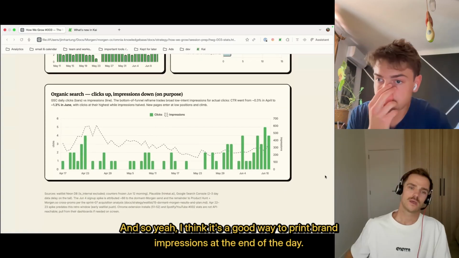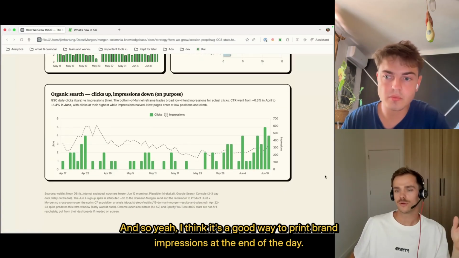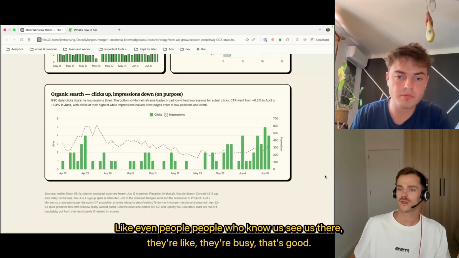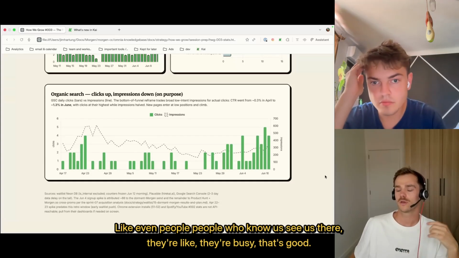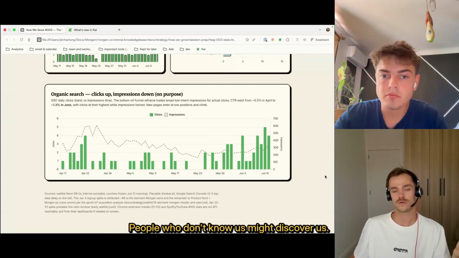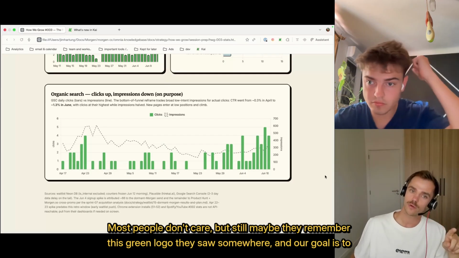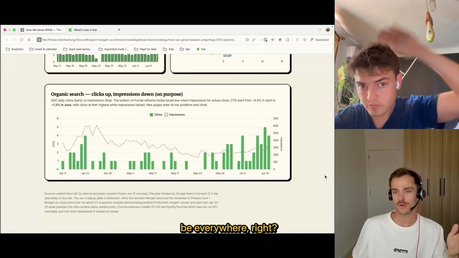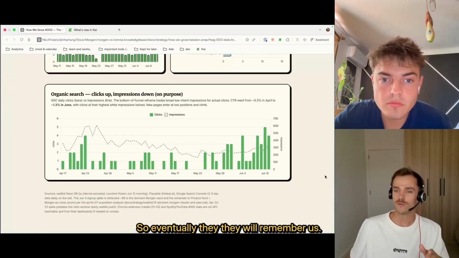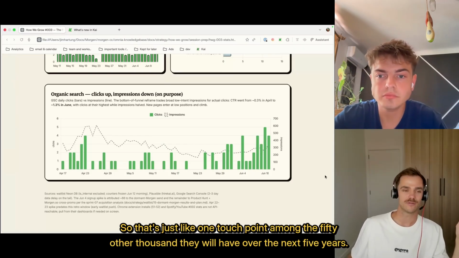So yeah, I think it's a good way to print brand impressions at the end of the day. Even people who know us see us there, they're like, oh, they're busy, that's good. People who don't know us might discover us. Most people don't care, but still maybe they remember this green logo they saw somewhere, and our goal is to be everywhere, right? So eventually they will remember us. That's just one touch point among the 50 or the 1,000 they will have over the next 5 years.